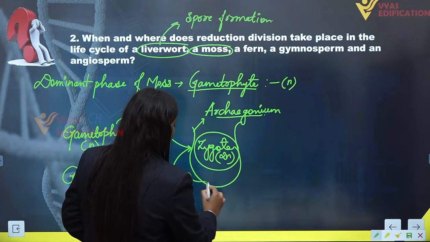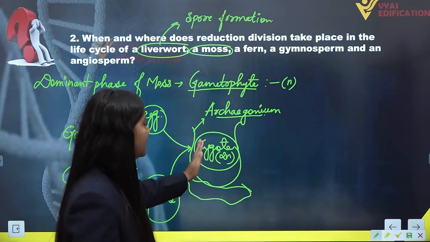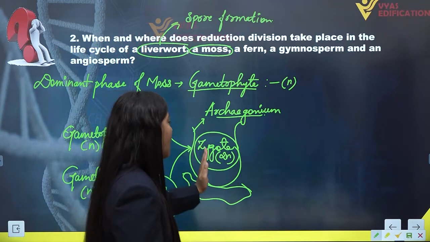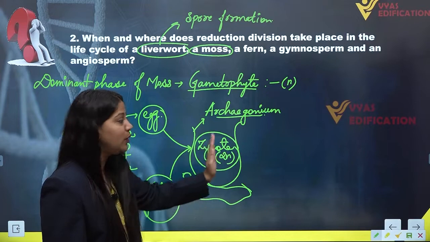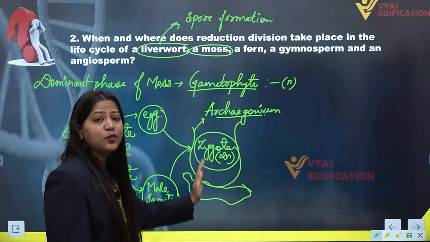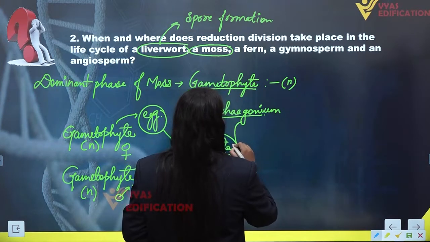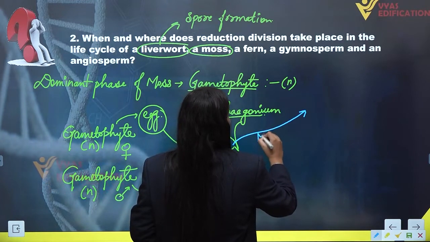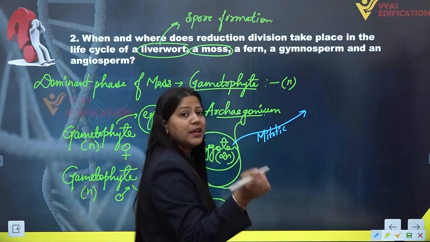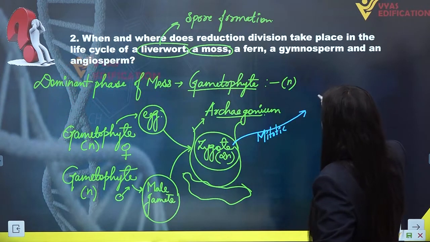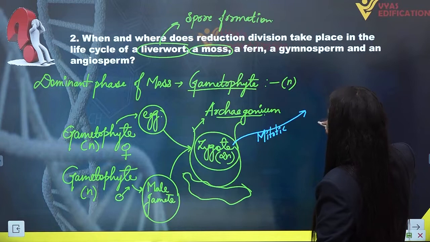Suppose this is your gametophytic plant body. Now inside the archegonium, the zygote has been formed. This zygote is diploid in nature. After this the zygote will develop into an embryo, and this will undergo mitotic division. So we can conclude that a zygote will undergo mitotic divisions, which is an equational division, and develop into a sporophyte.